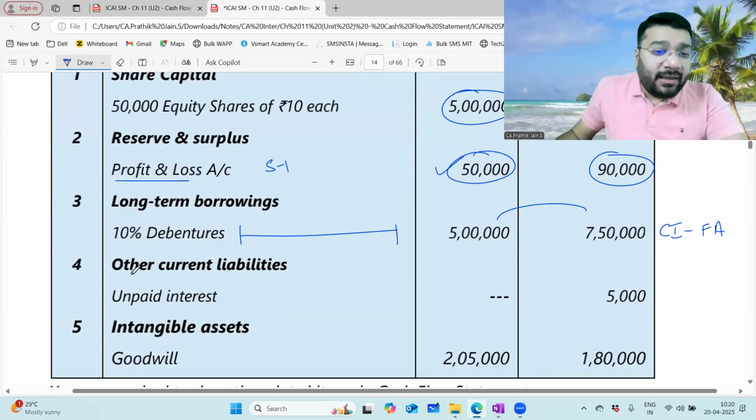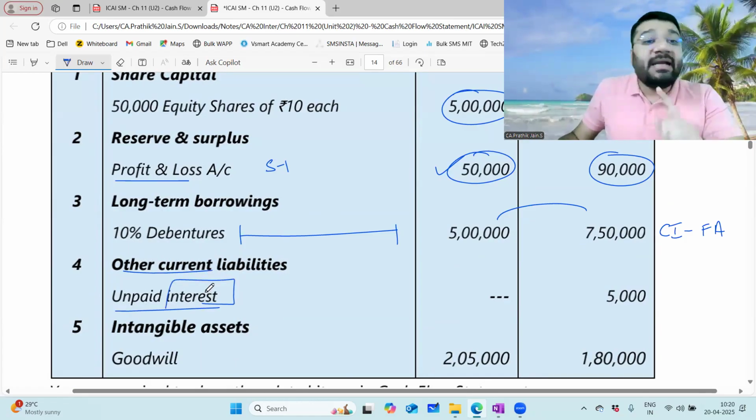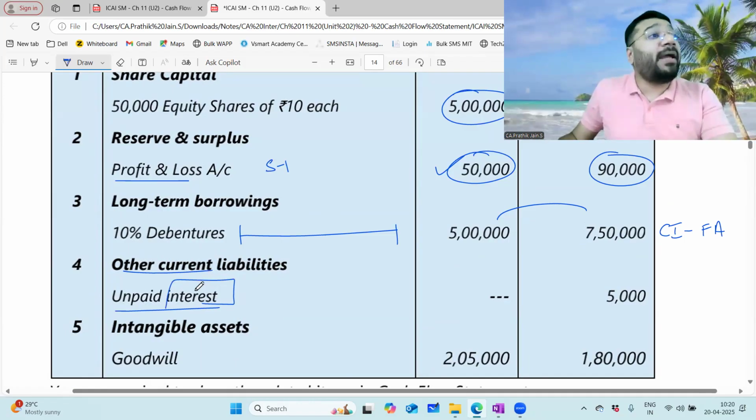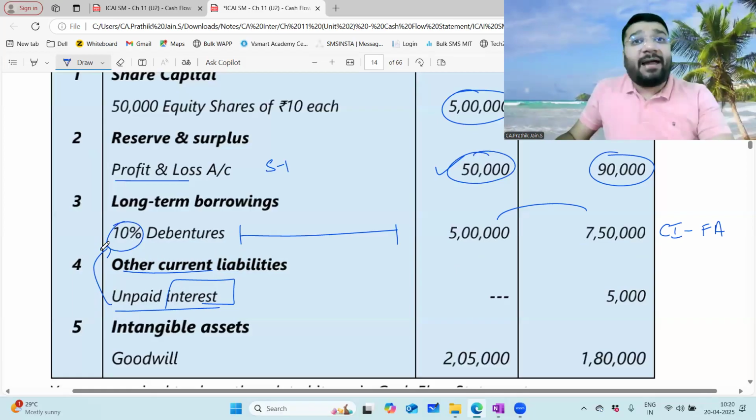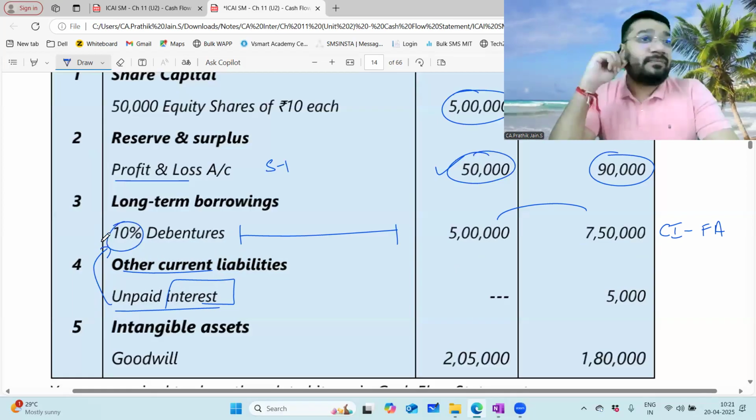In other current liability, we have interest. Which interest? Unpaid interest. Interest on what? We don't have any other borrowing apart from debenture. So it is obvious that this interest is connected to this debenture. Now the question is 10% interest. Will you calculate on 5 lakh or 7.5 lakh?